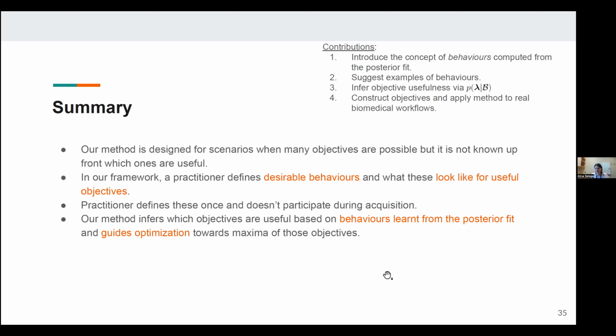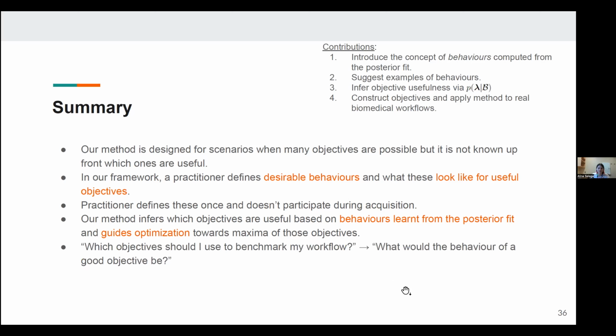And also kind of this feeds into our main contributions. So we introduce the concept of behaviors, that they can be computed from the posterior fit. We suggest examples of such behaviors. We in fact infer objective usefulness via conditioning the distribution of scalarization weights on these behaviors. And then we also construct some objectives and apply our method to real biomedical workflows. I've only showed you results from one, but we also consider a second case study in our paper.